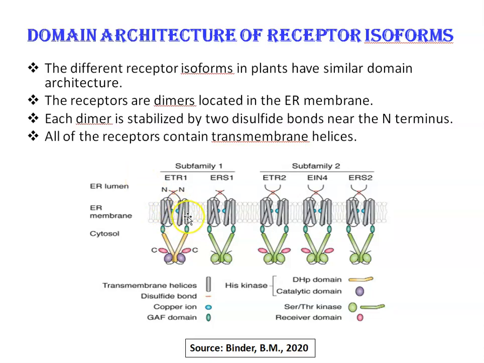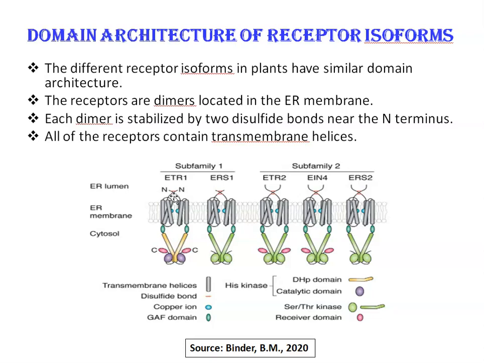Receptors are dimers. Just look at this diagram. Dimer means a chemical compound made up of 2 similar or identical subunits or monomers, right? These dimers are located in the endoplasmic reticulum membrane, right? In each dimer, one is this monomer and the other is this monomer, right? They are stabilized by 2 disulfide bonds near the N-terminus. Disulfide bonds are these small red ones, shown here in this diagram.